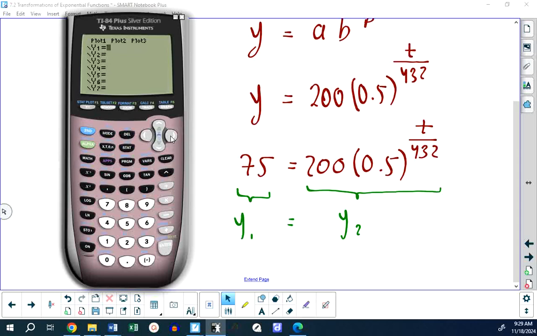Okay. 75, and then 200 multiplied by 0.5 raised to, we are definitely going to need a set of brackets around the t over 432, because if we didn't, it's going to raise it to the t and then divide the whole result by 432.